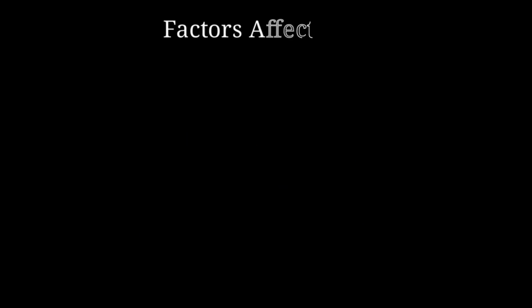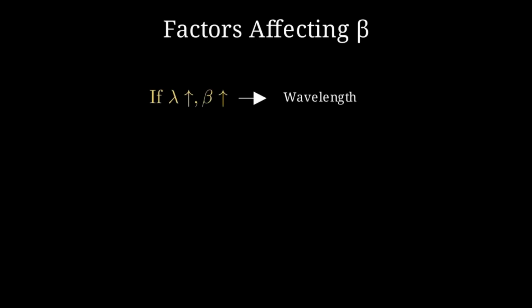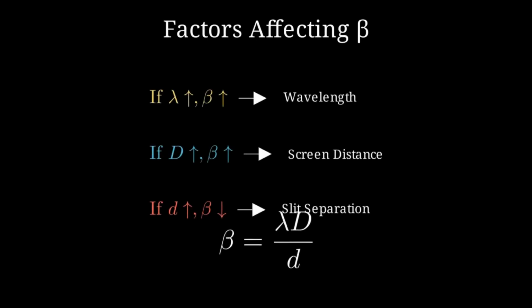To summarize, increasing the wavelength or the screen distance will increase the fringe width, making the pattern more spread out. Conversely, increasing the distance between the two slits will make the fringes narrower and closer together. Young's experiment provides definitive proof of the wave nature of light.